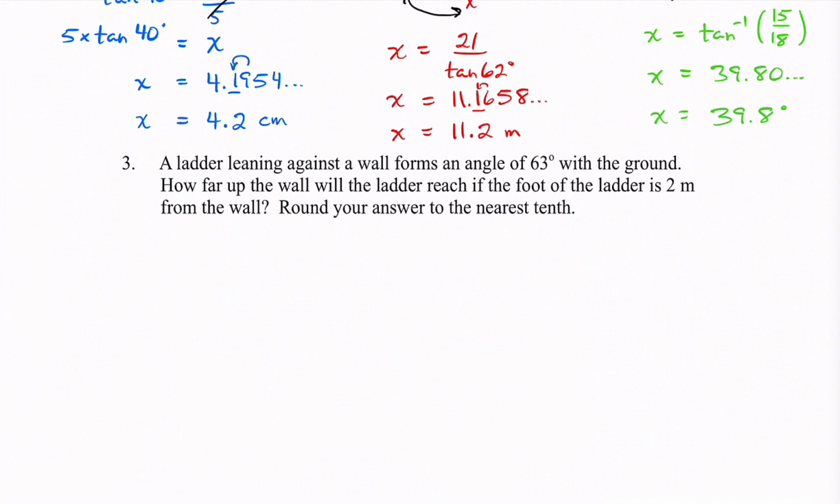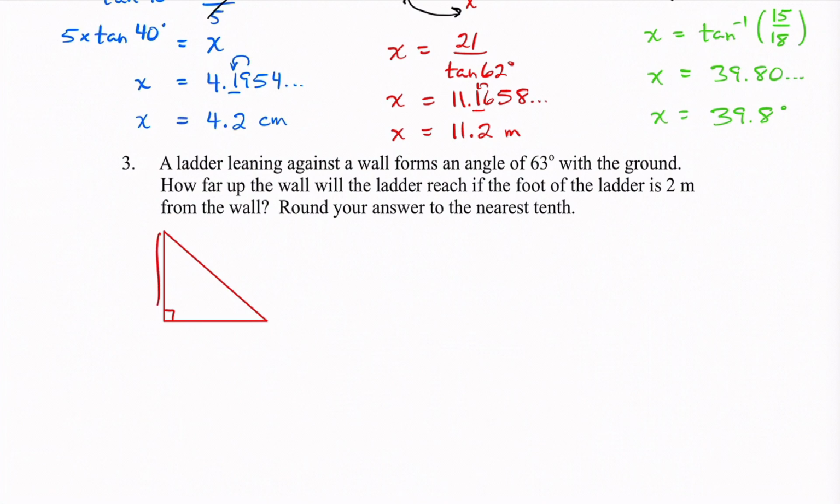Okay, the next question, it says a ladder leaning against the wall forms an angle of 63 degrees with the ground. How far up the wall will the ladder reach if the foot of the ladder is 2 meters from the wall? Round your answer to the nearest tenth. So with a question like this, a word problem like this, and we're not given a picture, first thing you should do is draw a picture. Doesn't have to be anything fancy, just draw a right triangle, put your 90-degree in there.